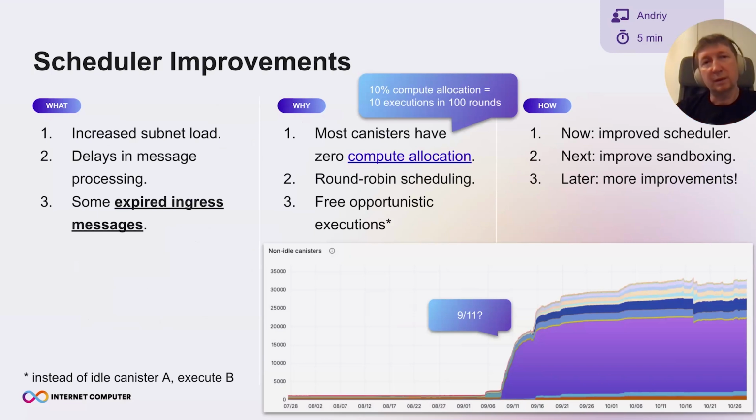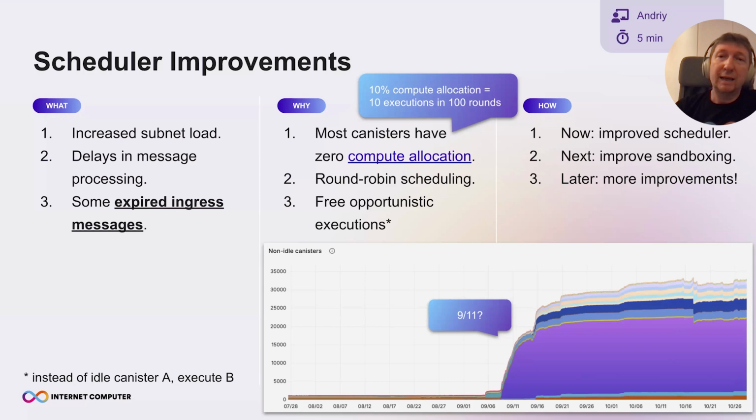Hello everyone. I'm Andre from the execution team. I'll go into more details on scheduling improvements. We already know what happened. Probably the most noticeable issue for users was the expiration of ingress messages, which are messages sent directly by users. Let's jump into why it happened.